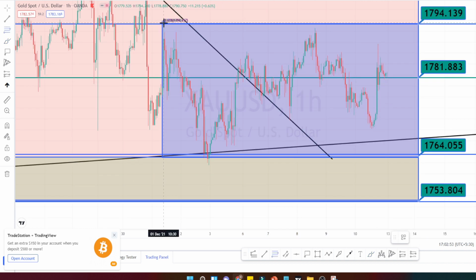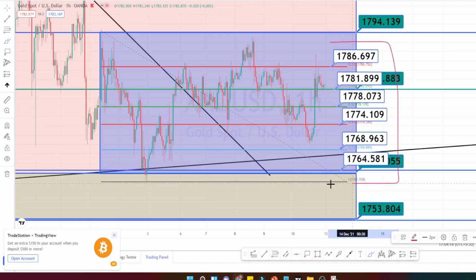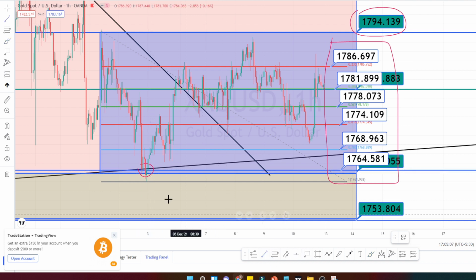Let us draw the support and resistance levels in the hourly time frame. These are all the support and resistance levels in the hourly time frame, and we have a strong resistance, and also the bottommost support level, which is 1764, where the price has been bouncing back every time it reaches this level. Properly analyze the market before entering the trade.